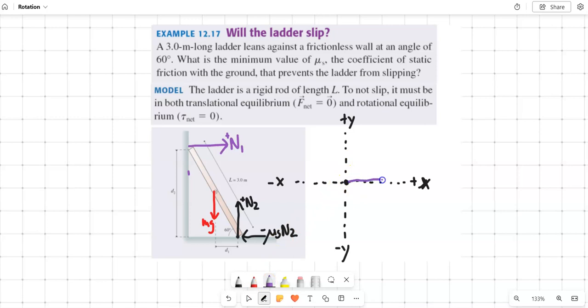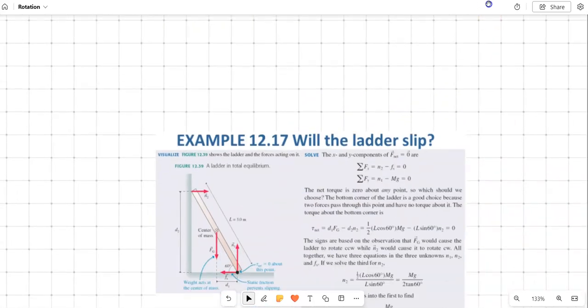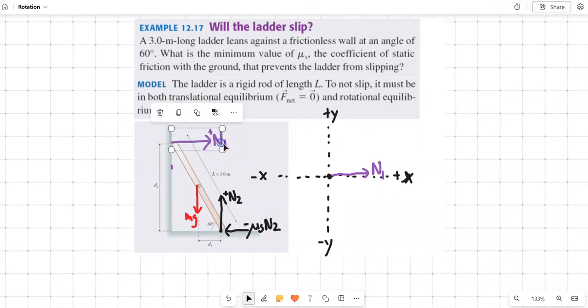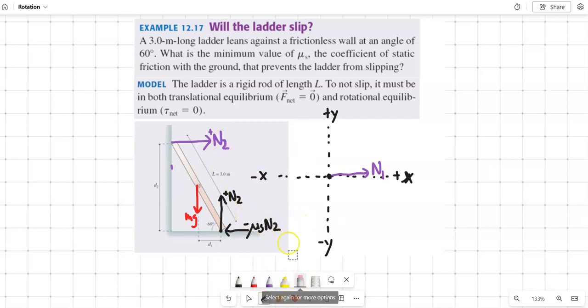I'm going to have the purple force pointed to the right, and that's just the normal force of the wall pushing it out. And I want to make sure my new numbers are consistent with theirs. So they're calling that N2. We'll call this N2, and we're going to call this black guy N1, this little black normal force N1. So that purple force is N2, and that's the normal force of the wall pushing the ladder out.